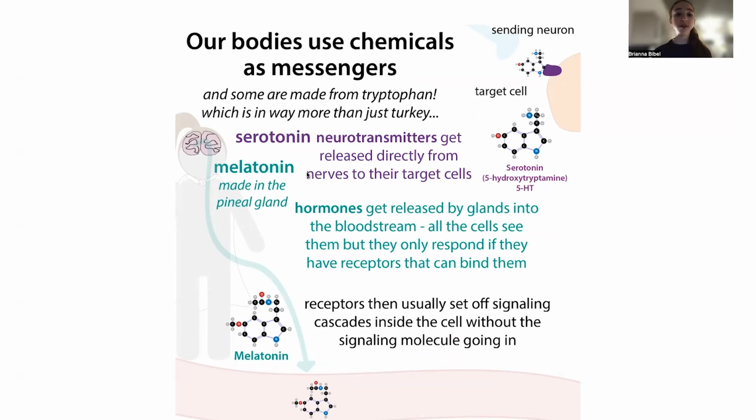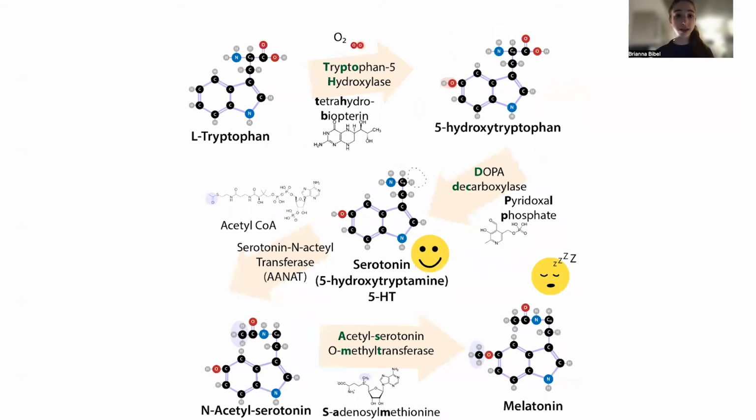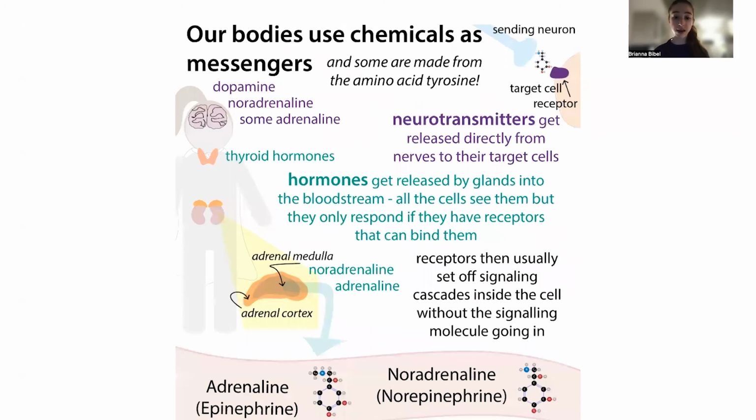But you can make both of these things from tryptophan. And they have this synthesis pathway that looks somewhat like the synthesis pathway that we saw yesterday when we were talking about tyrosine and how we can make the catecholamine hormones and neurotransmitters, so adrenaline and noradrenaline and dopamine, from the amino acid tyrosine.